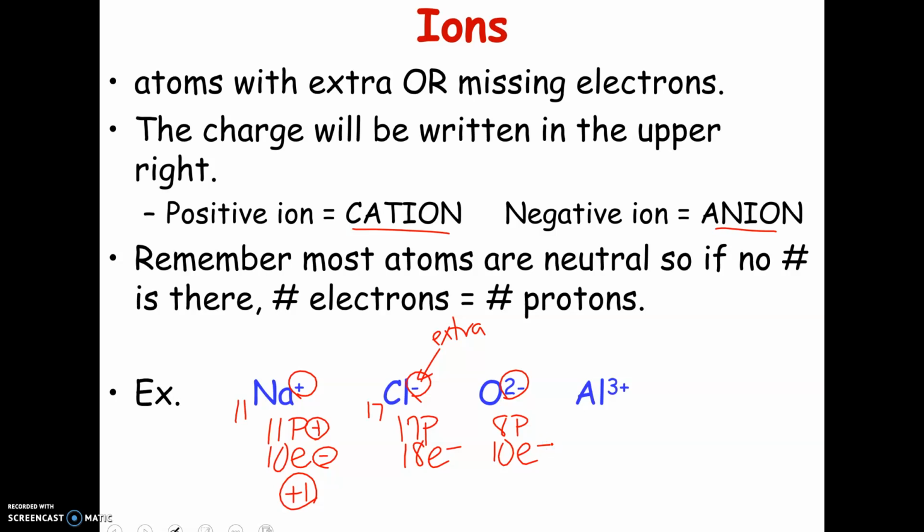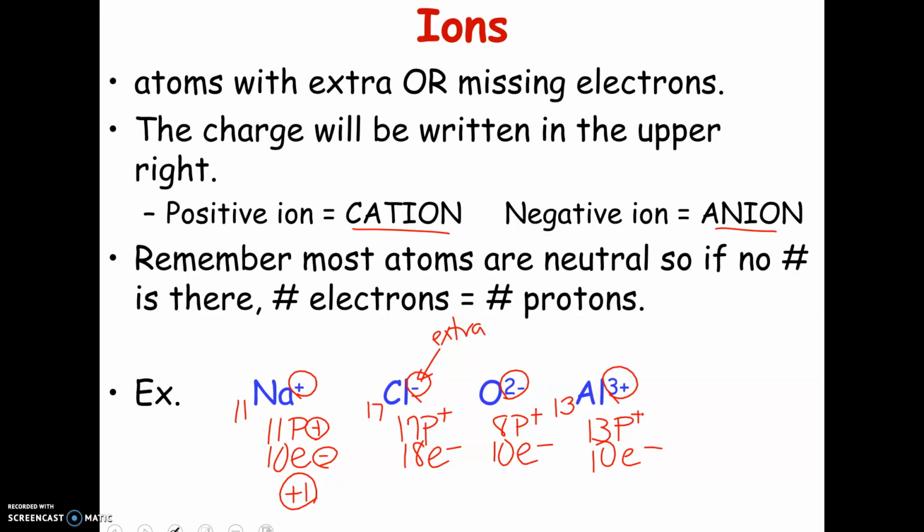And then aluminum, our last one, we go to the periodic table. It's number 13. So it's going to have 13 protons, but it's missing 3 electrons, so 10 electrons. So proton, sorry, this is the proper symbol there.